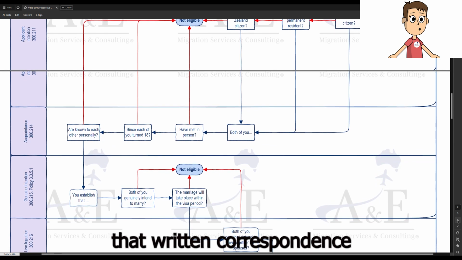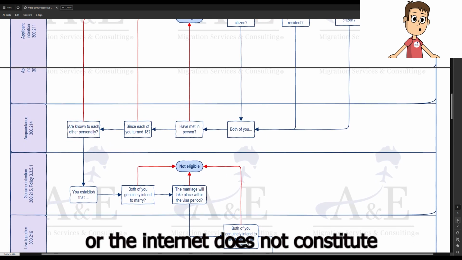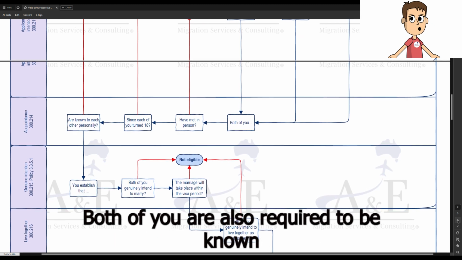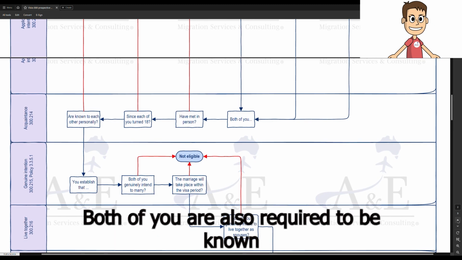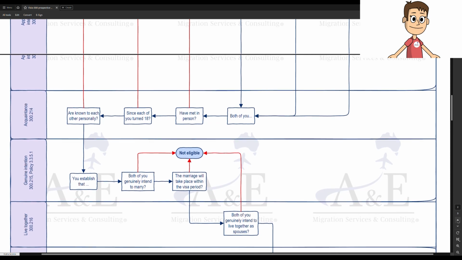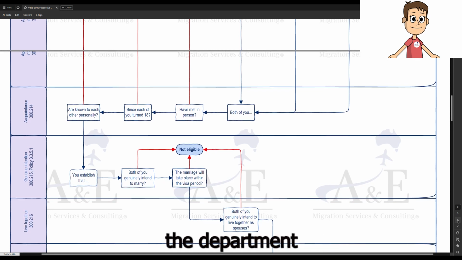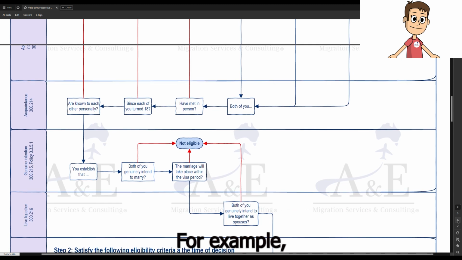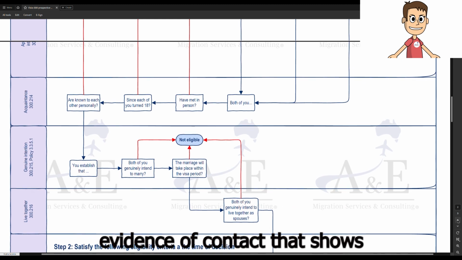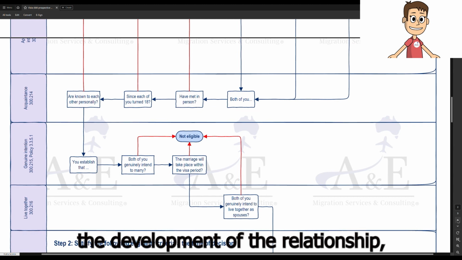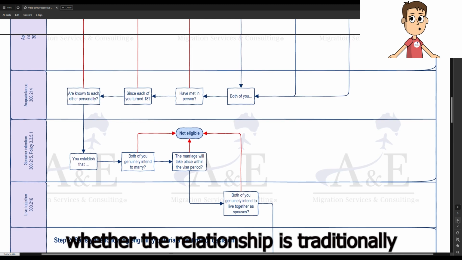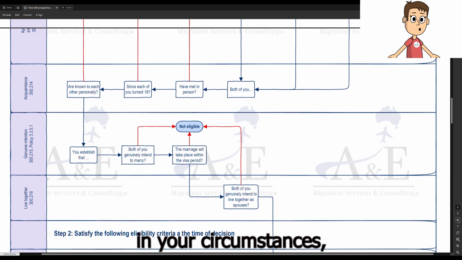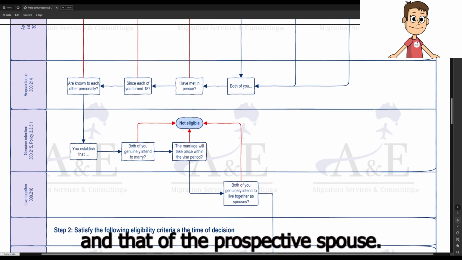Please be aware that written correspondence or contact by phone or the internet does not constitute having met in person. Both of you are also required to be known to each other personally. You need to show evidence to the department that both of you are known to each other, for example, evidence of contact that shows the development of the relationship, whether the relationship is traditionally or culturally appropriate in your circumstances and that of the prospective spouse.